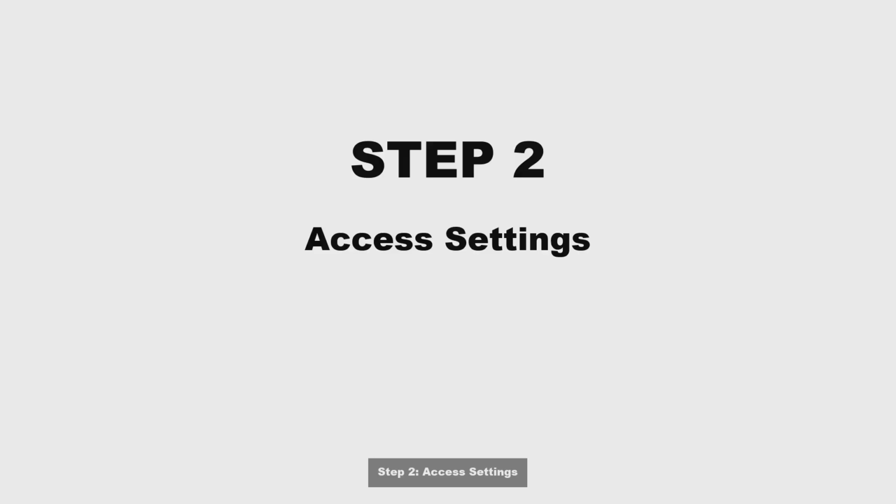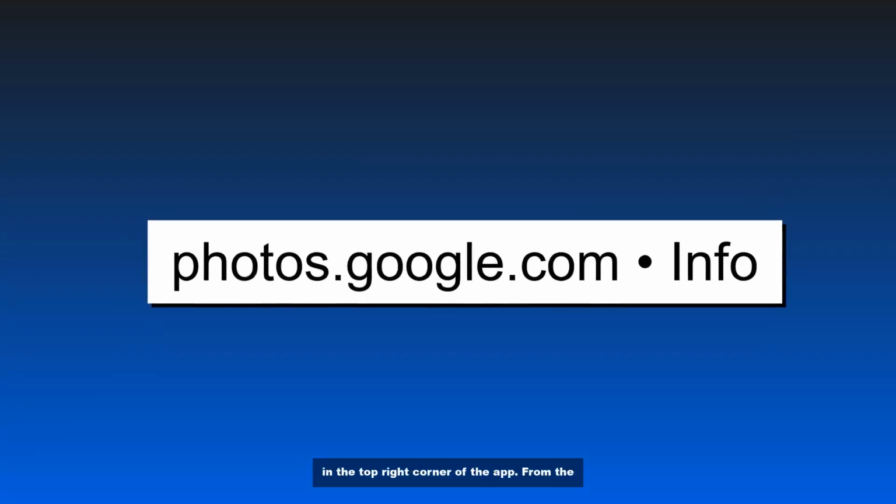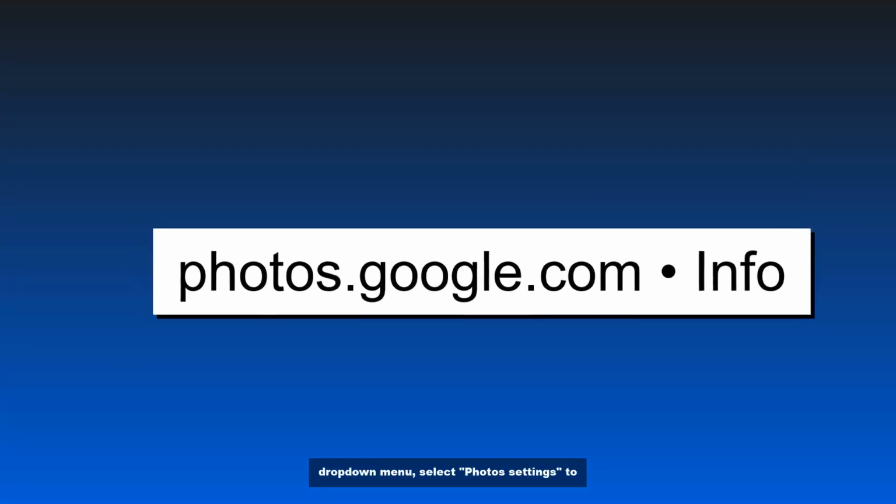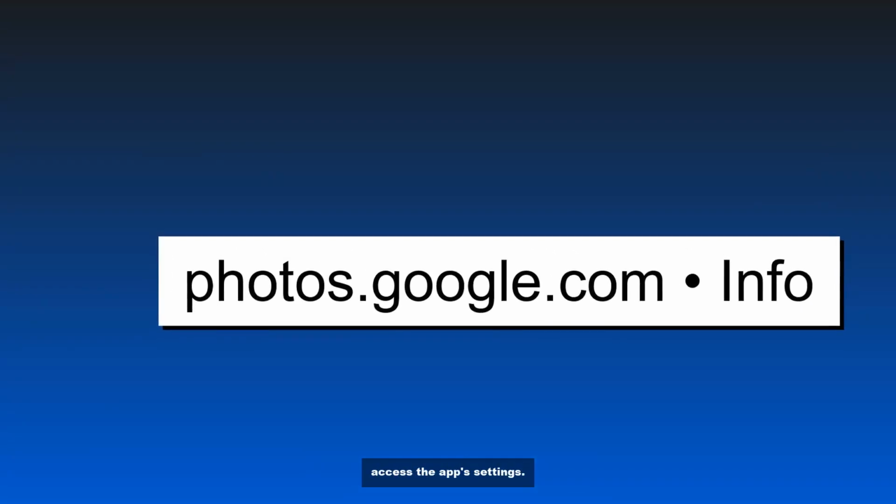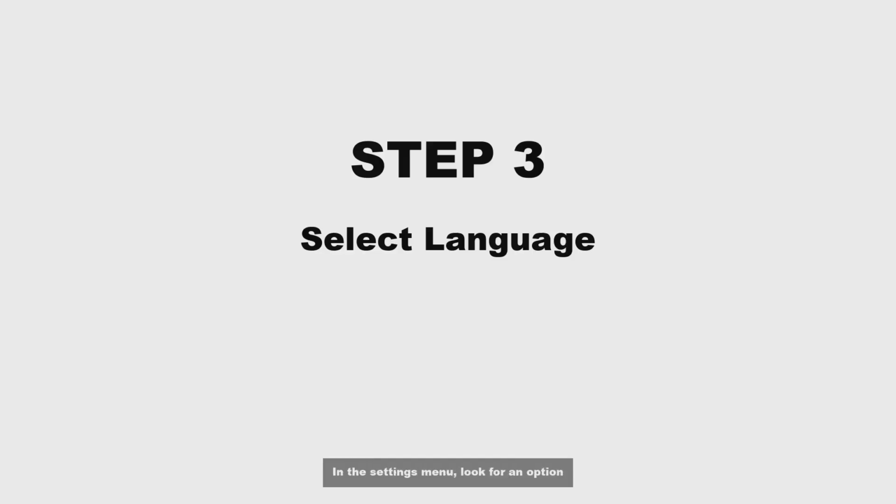Step 2. Access settings. Tap on your profile picture or the menu icon in the top right corner of the app. From the drop-down menu, select Photo Settings to access the app's settings. Step 3. Select language. In the settings menu, look for an option labeled Language or App Language. Tap on it to proceed to the language selection screen.